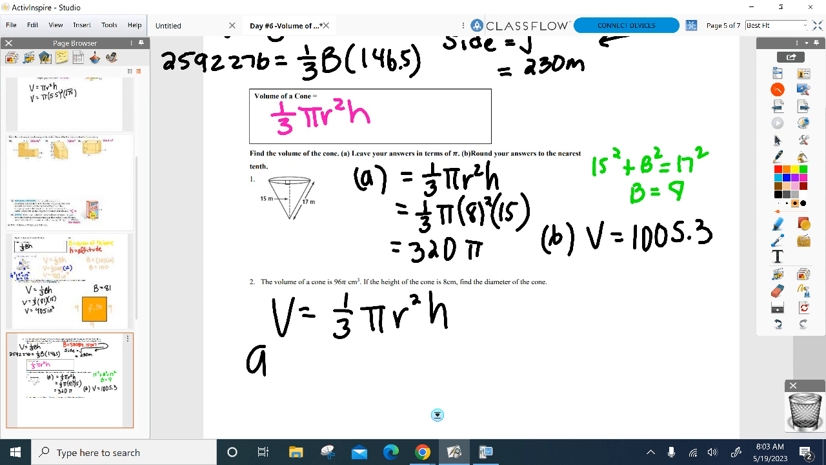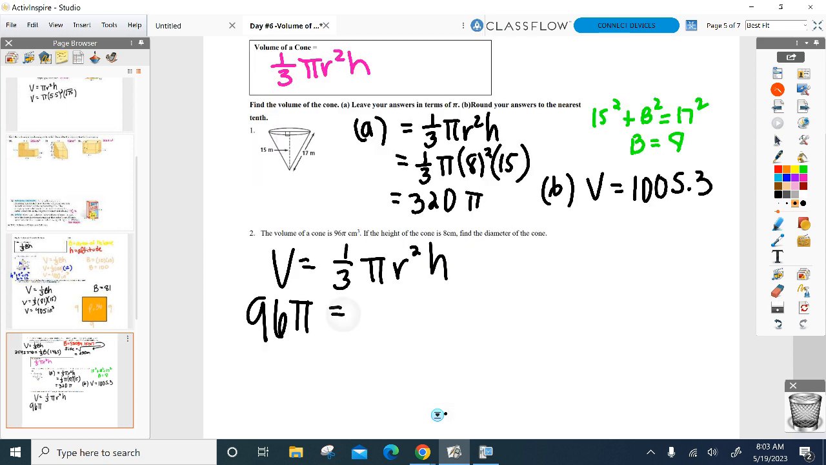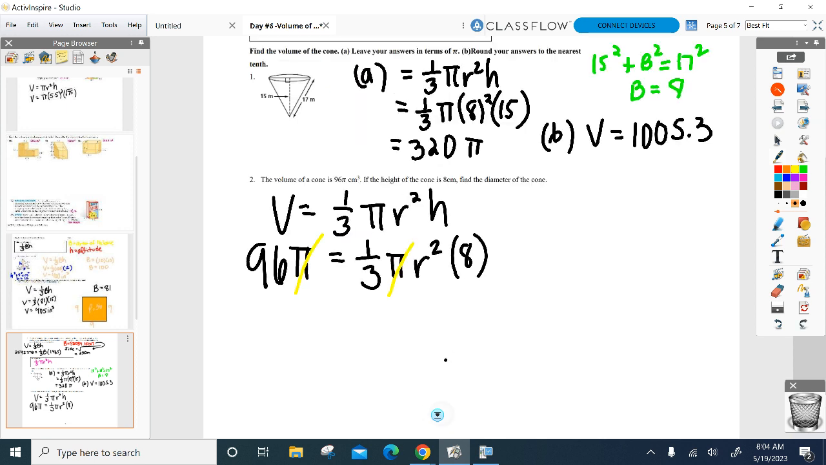All right, so 96 pi over here for the volume. One-third pi, looks like we're solving for radius squared, and the height is 8. All right, I really just assigned this problem because I want to make sure you can solve it algebraically. I'm pretty confident you guys could substitute in all those numbers. What's on both sides? Pi's, right? They're gone. If I don't have pi's on both sides, I can cancel them out, but I do. And then I'm really interested in what you guys are going to do next.